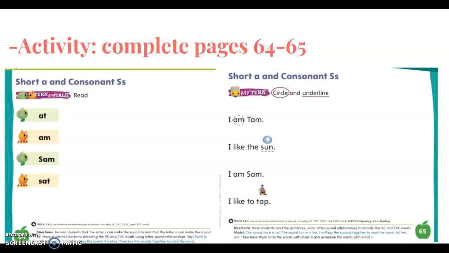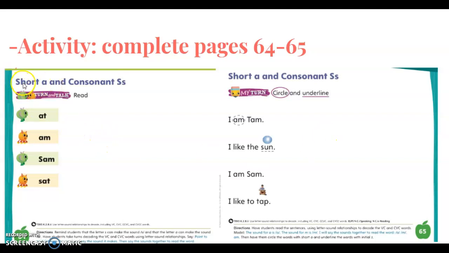So your job today is to complete pages 64 and 65. These are a review of the short A and the consonant S sound. Okay, so you're going to read these words. These are all words that we saw in our decodable reader, Sam Sat. And then it says short A and consonant S. So you're going to circle the short A and you're going to underline where you see the consonant S. And they have shown you an example of each.